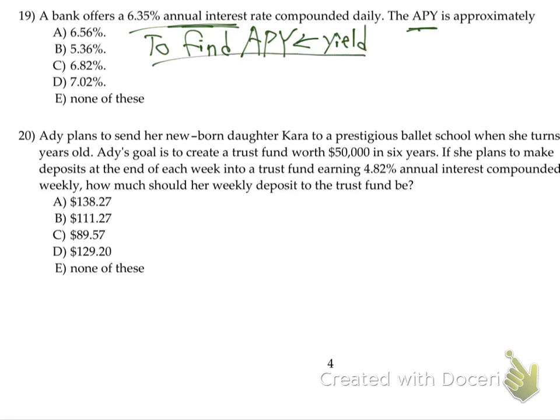So APY stands for annual percentage yield, meaning what the thing really yields. To find that, we've got step number 1: put in $1. P equals $1 for T equals 1 year.